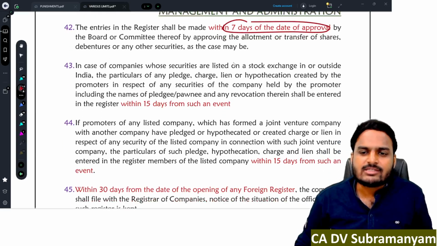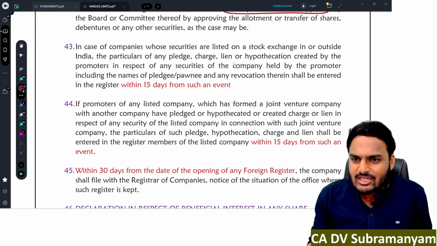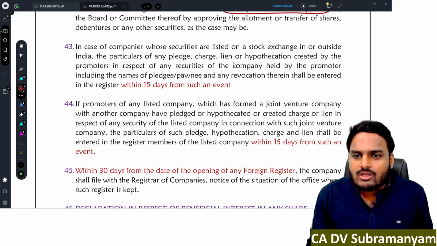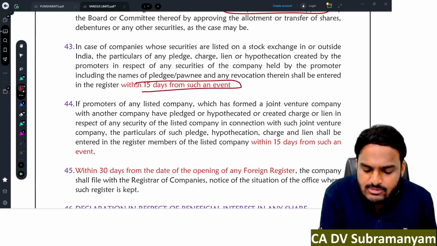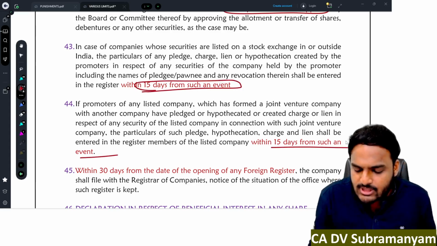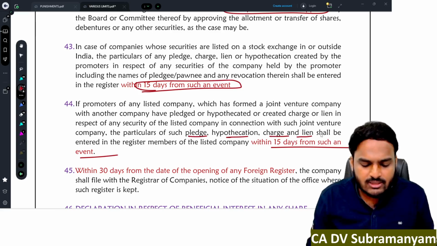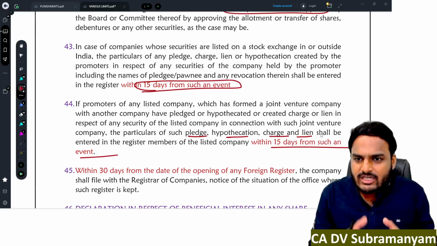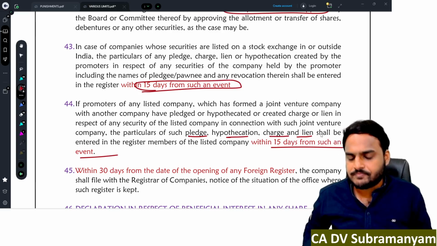Next one, in case of listed companies, if promoters create any pledge on the securities on their holdings, understood? Now all those details shall be entered in the register within 15 days from such event. In the event of pledge, hypothecation, charge or lien created by the promoters of any listed company, those details shall be entered in the register within 15 days from such event.